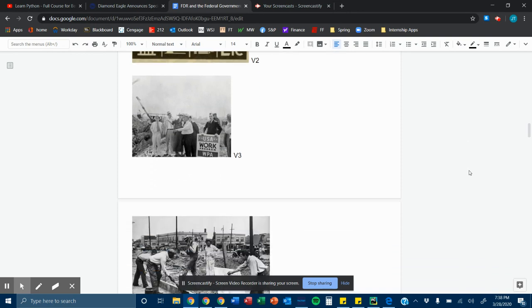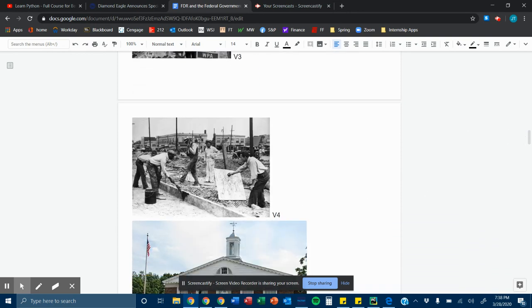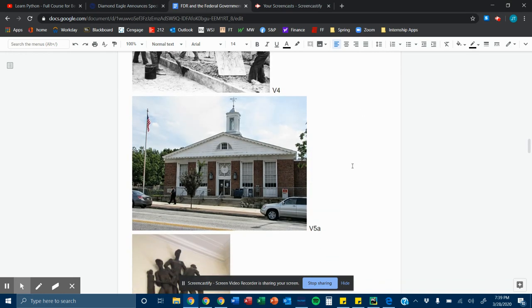So I want to show you, let's jump down to, here's another photo. And what you have here in V4 is a number of men who are working. Looks like they're, again, paving a new street. And we'll talk about this man in just a second here. I want you to take a look at this photo, and I bet about a third of you will recognize what it is. So we're looking at visual 5A. And you're going, yeah, I've walked into that building. That's the post office in Conshohocken. That's exactly right.